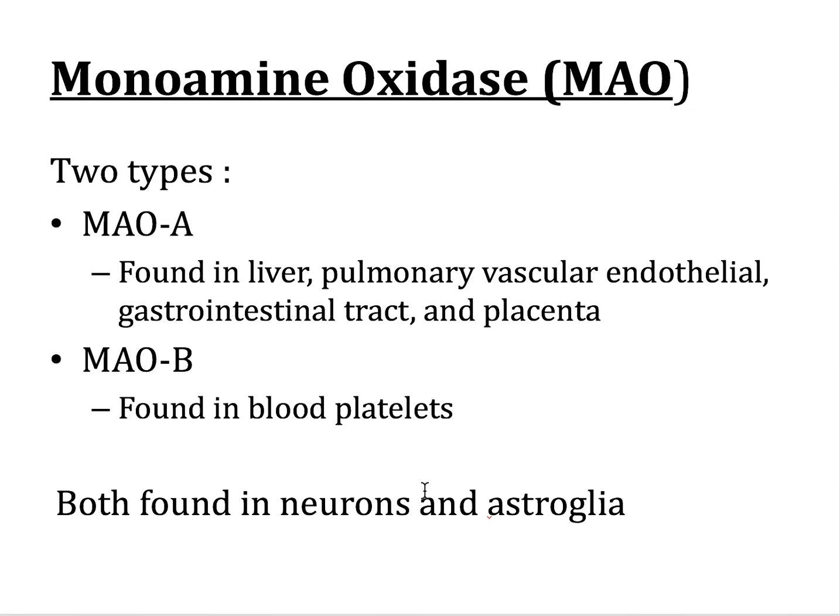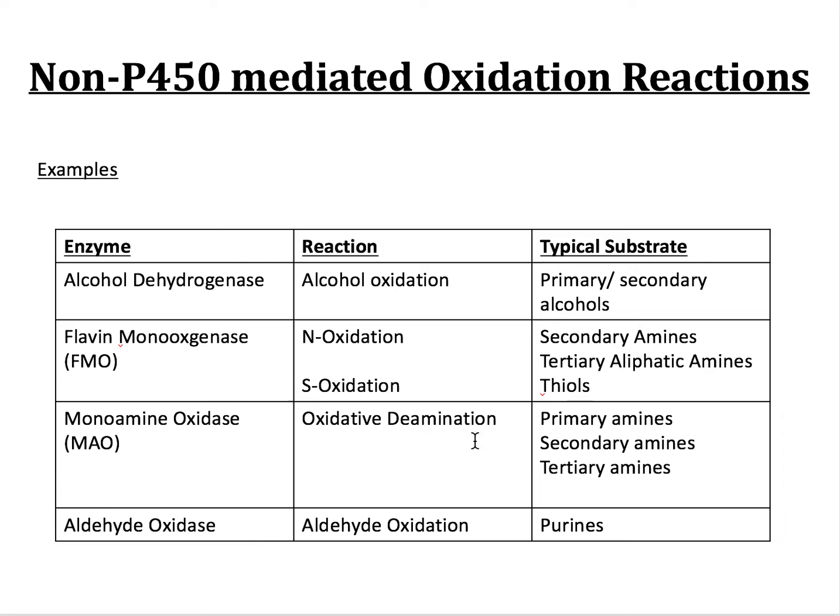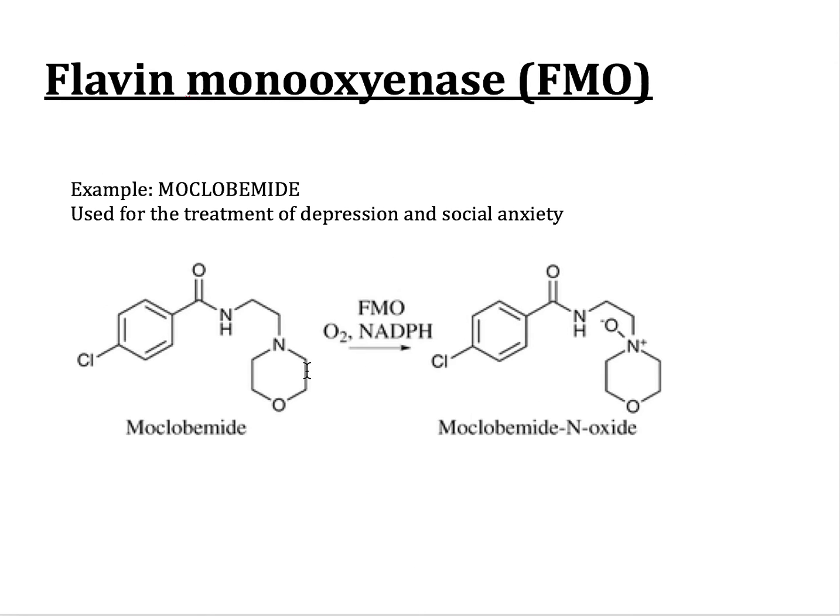Now, monoamine oxidase, MAO. So again, we go back. What you need to know is secondary and tertiary as well. Thiols and S-oxidation are also a similar process, converted by flavine monooxygenase. We'll do a few past paper questions regarding this, so we get a hang of how to go about answering and solving these questions.